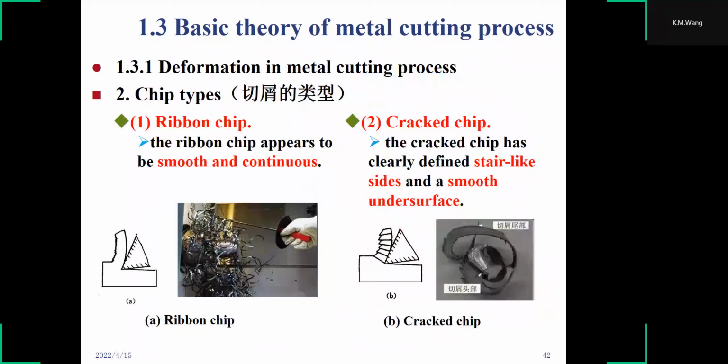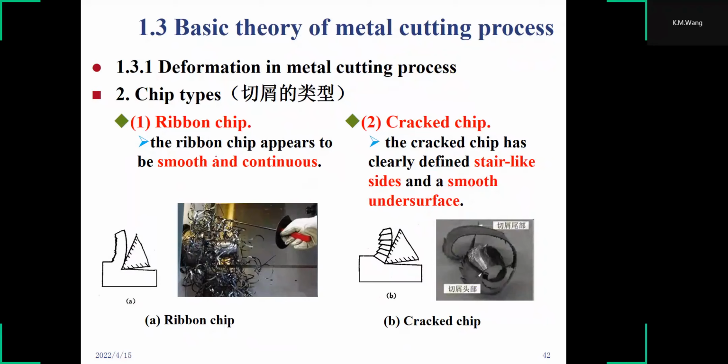And then we will study the different chip types. Based on the properties of the materials to be cut and the cutting conditions, there are usually different types of chips. We will study the chip types now. The first type is the ribbon type.